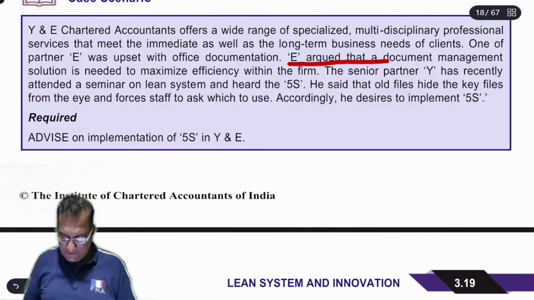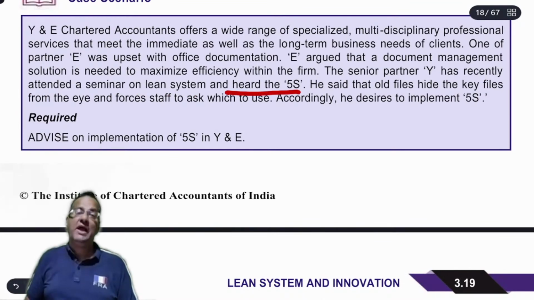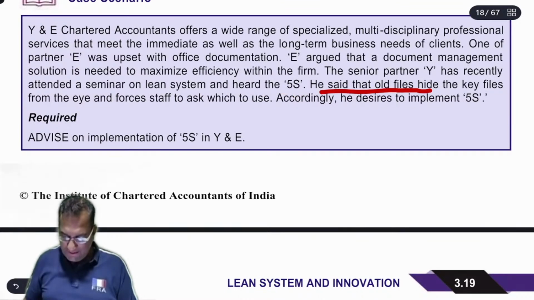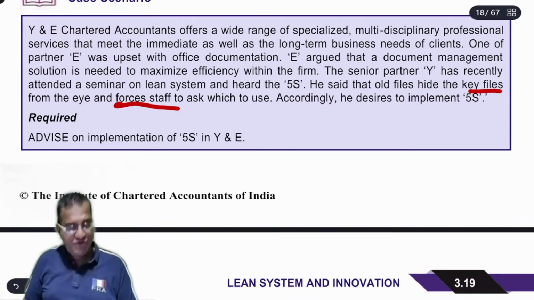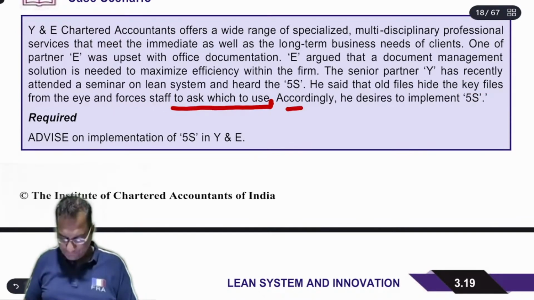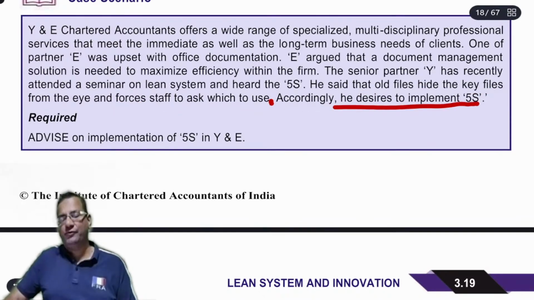The partner argued that a document management solution is needed to maximize the efficiency within the firm. The senior partner Y has recently attended a seminar on lean system and heard about the concept of 5S. He said that the old files hide the key files from the eye and force staff to ask which to use. Accordingly, he desired to implement the 5S.